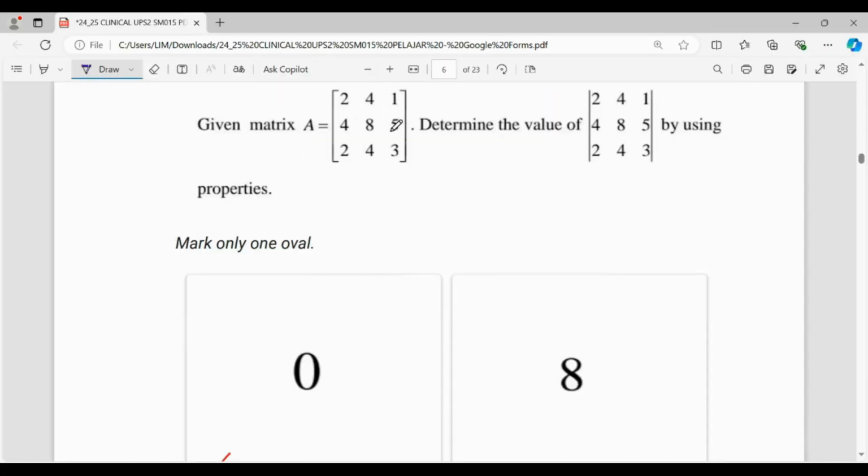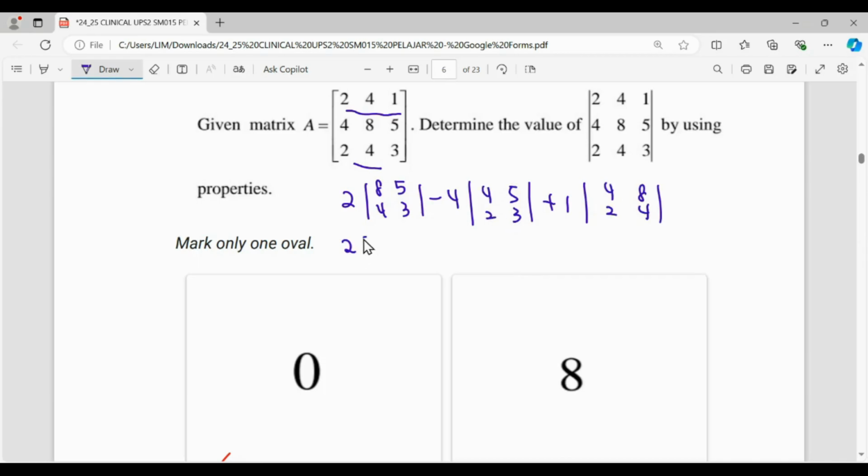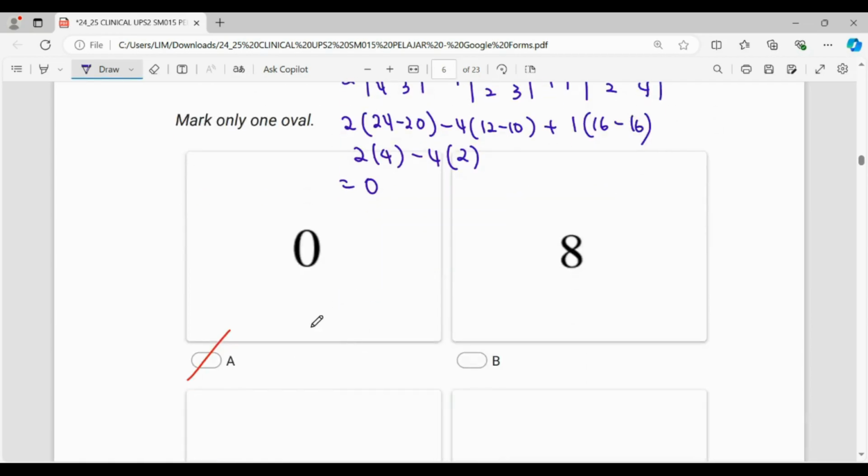Given this matrix A, determine the value of the determinant by using properties, or we can directly calculate A11 minus 11, A12 minus 12, A13 minus 13. So for A11, we have 8, 5, 4, 3, so 5, 3 over here, 8, 4 over here, then vertically is 4, 2. So with AD minus BC, 4, 2, at the back is 0, so it equals 0. So here we have option A.